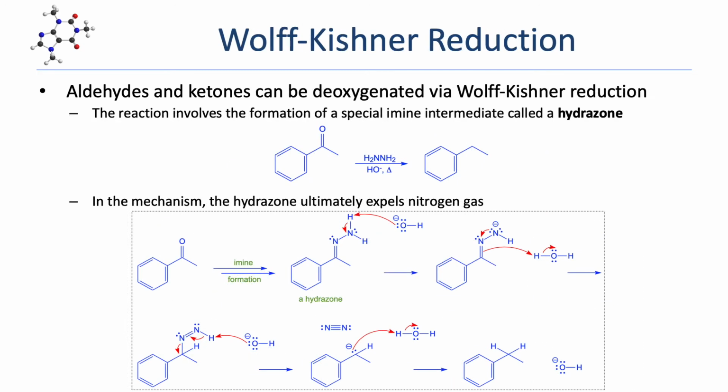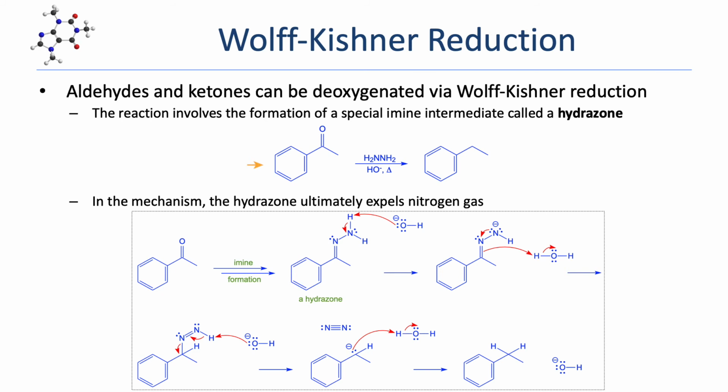The final reaction we'll explore is a reaction you've likely seen before, the Wolff-Kishner reduction. The Wolff-Kishner reduction is the deoxygenation of an aldehyde or a ketone using hydrazine under basic conditions. In the example, we see acetophenone undergoing Wolff-Kishner reduction to give ethylbenzene.